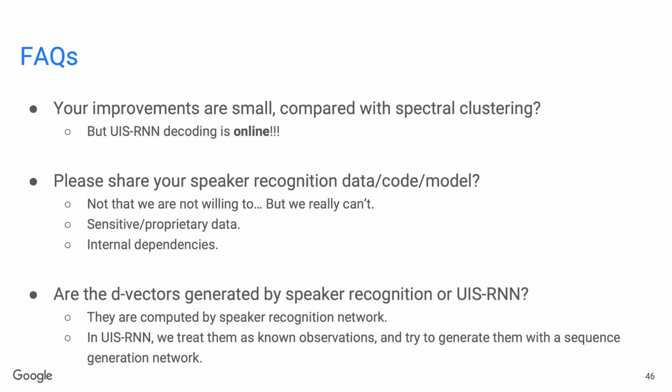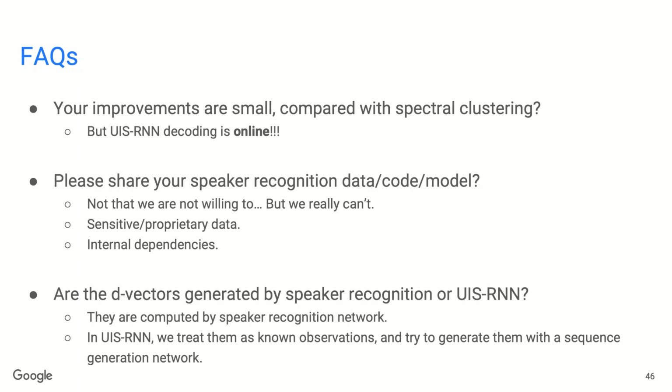Next question. Some researchers read our paper and told us that it's a bit confusing who generated the D vectors, since there is the speaker recognition network and there is also this UIS-RNN sequence generation. Yes, this is indeed very confusing. The D vectors are always computed by the speaker recognition network, but once they are computed, we treat them as observations, and we use UIS-RNN to model them as the generation process.